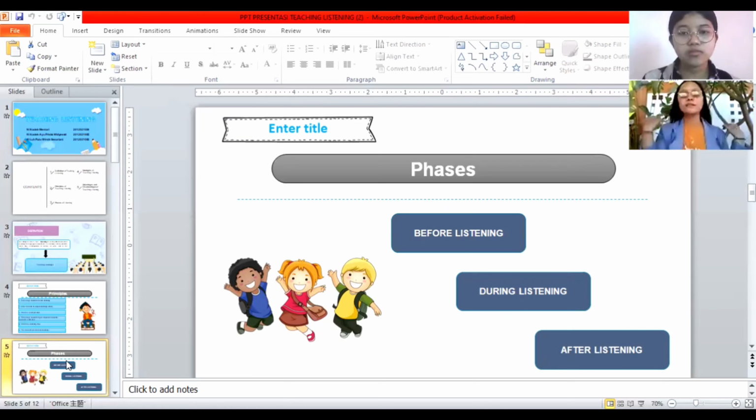And then the third one is after listening. In this phase, the teacher ends the activity by developing the topic that has been learned, and the teacher helps students remember the new vocabulary that they got in the previous listening activity. All right, please next slide.